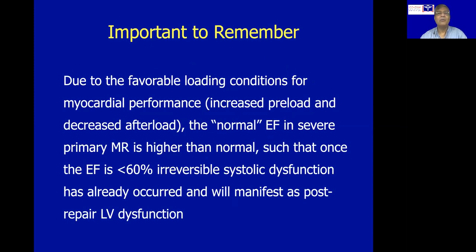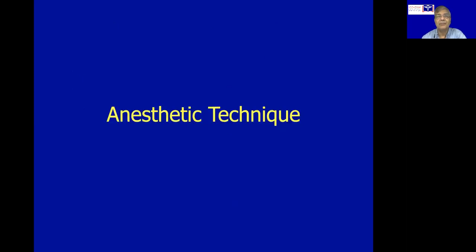It is important to remember that due to favorable loading conditions for myocardial performance, increased preload and decreased afterload, the normal ejection fraction in severe primary MR is higher than normal, such that once the ejection fraction is less than 60%, irreversible systolic dysfunction has already occurred and it will manifest as post-repair LV dysfunction.